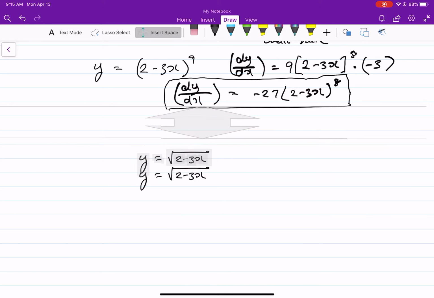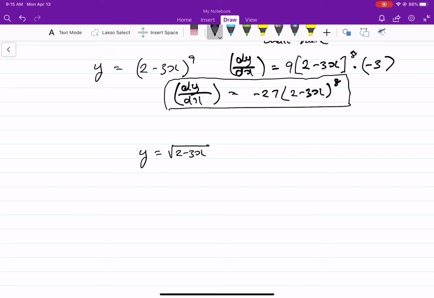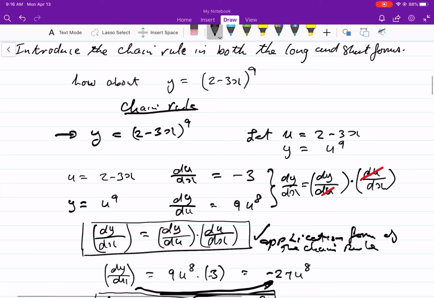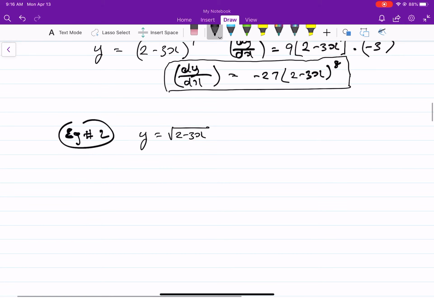Let's try another example. And we'll differentiate it both ways again. This is example number 2. So y is equal to 2 minus the square root of 2 minus 3x, which we'll rewrite as y is equal to 2 minus 3x raised to the power of a half.